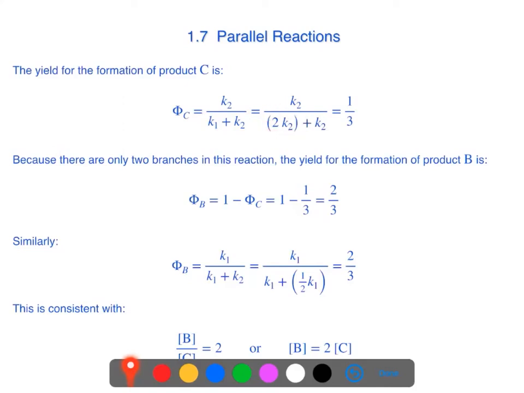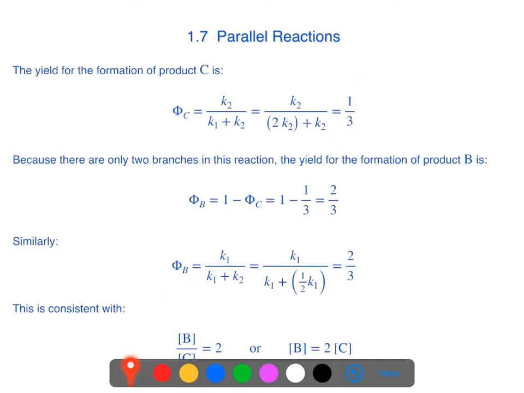And so what we're left with is K2 over the sum of these two, which is 3K2. Those terms cancel, and you're left with 1/3 as your final numerical result. So 1/3 of your product distribution will be product C.